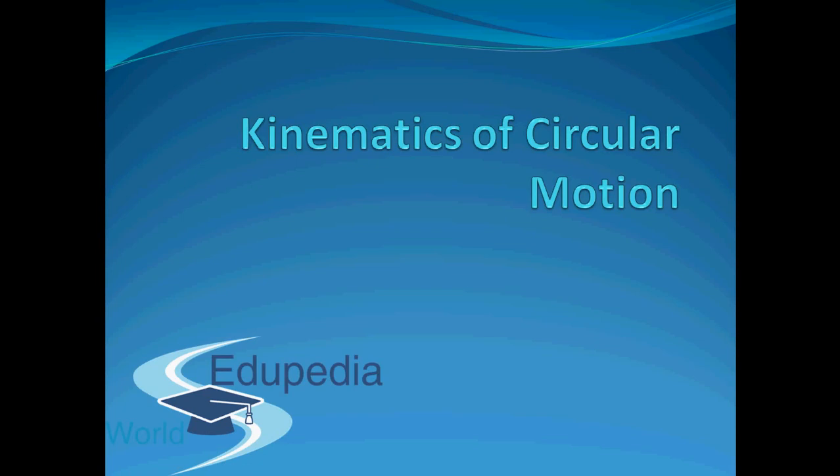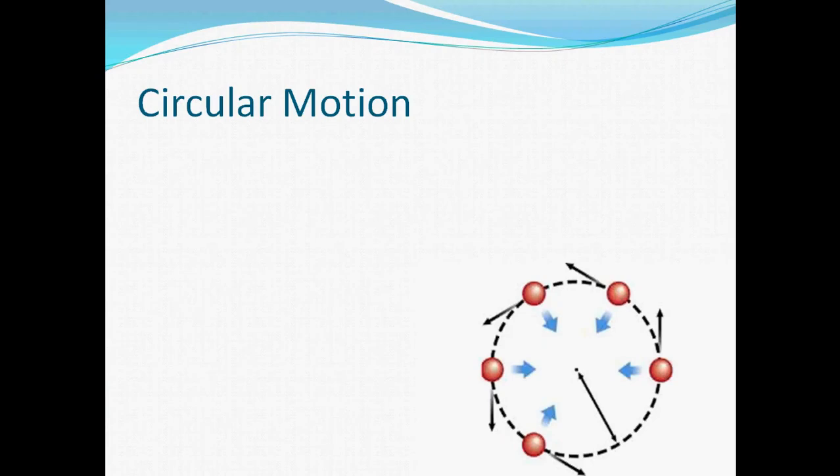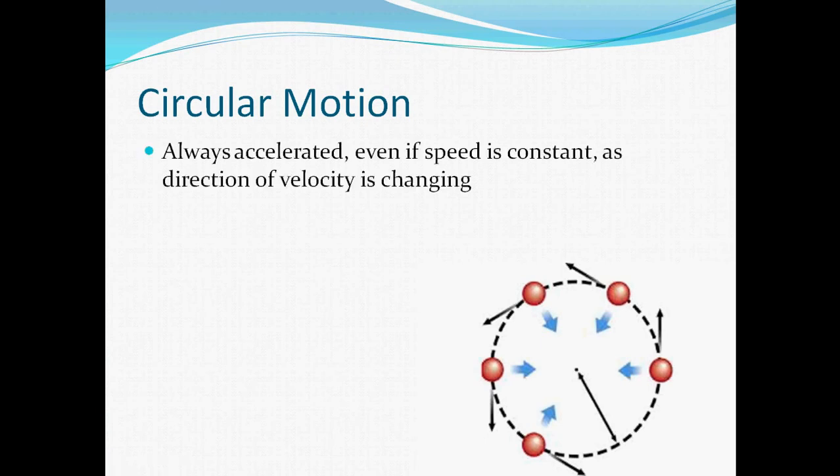In this video we learn about the kinematics of circular motion, which is another type of motion in a plane. So we've all seen circular motion in our daily lives. We'll assume a particle is moving along a circle of constant radius, and the first thing to know is that circular motion is always accelerated.